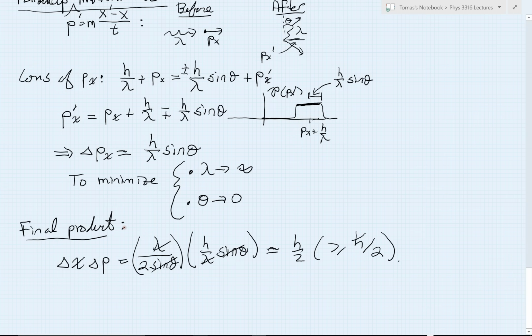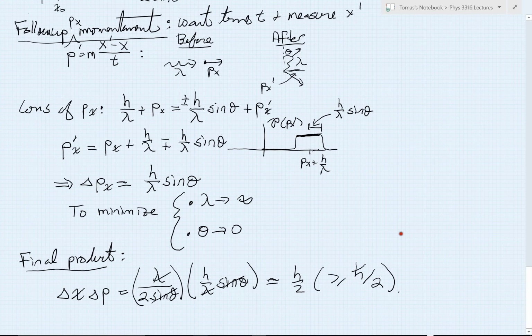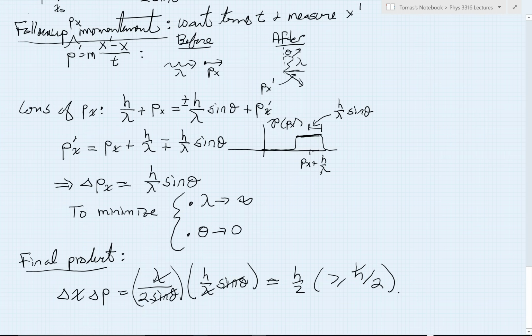So I hope this gives you an idea then of the types of things that go on, in terms of the tension between precision measurements of momentum and position, and what really then the underlying meaning of this Heisenberg uncertainty principle seems to be.